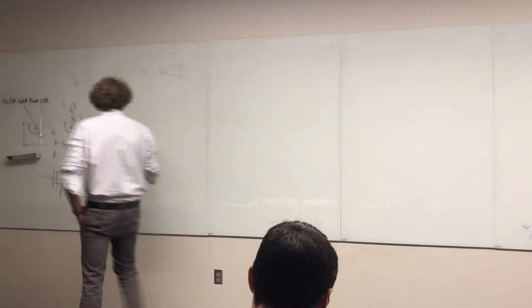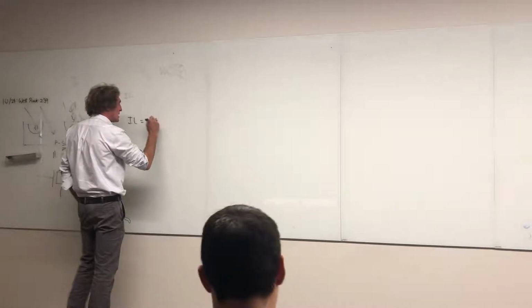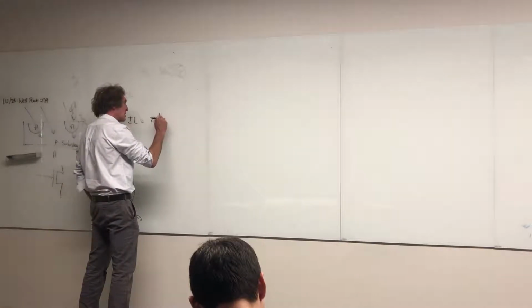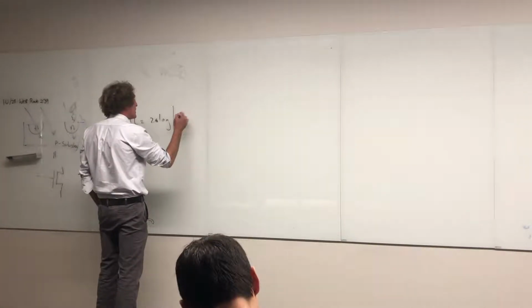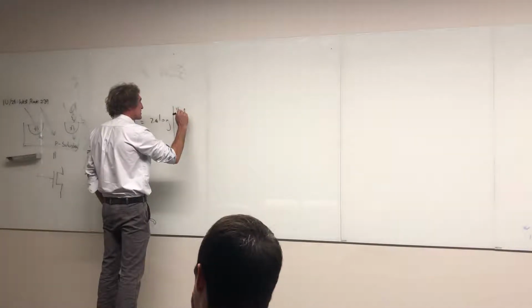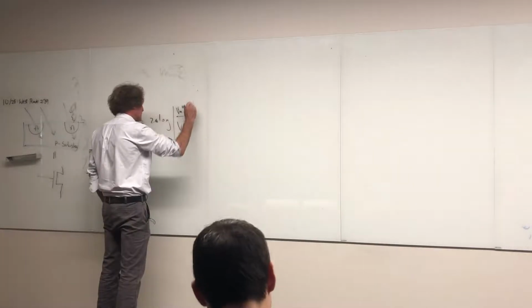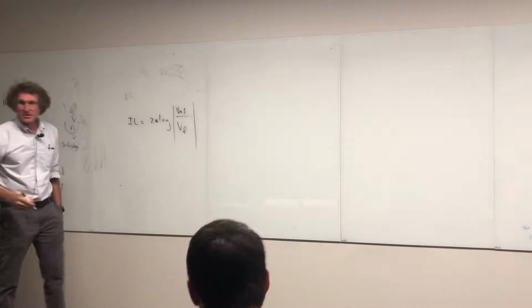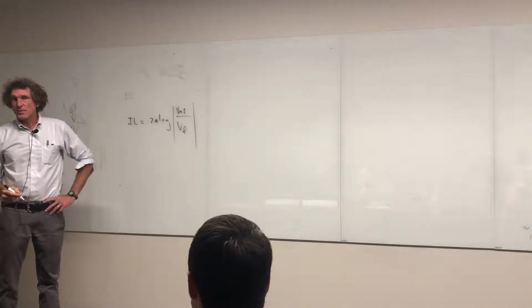Back to insertion loss. IL is 20 times the log of the magnitude of the signal at the output with no filter divided by the signal at the output with a filter applied. That's what insertion loss is. It just means how many dB of attenuation are you going to incur with and without a filter.